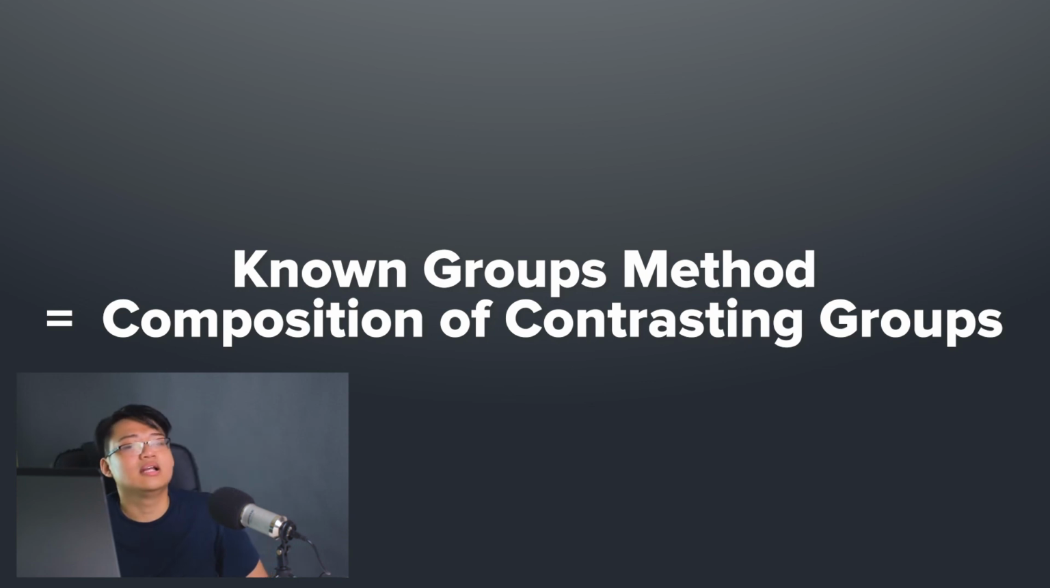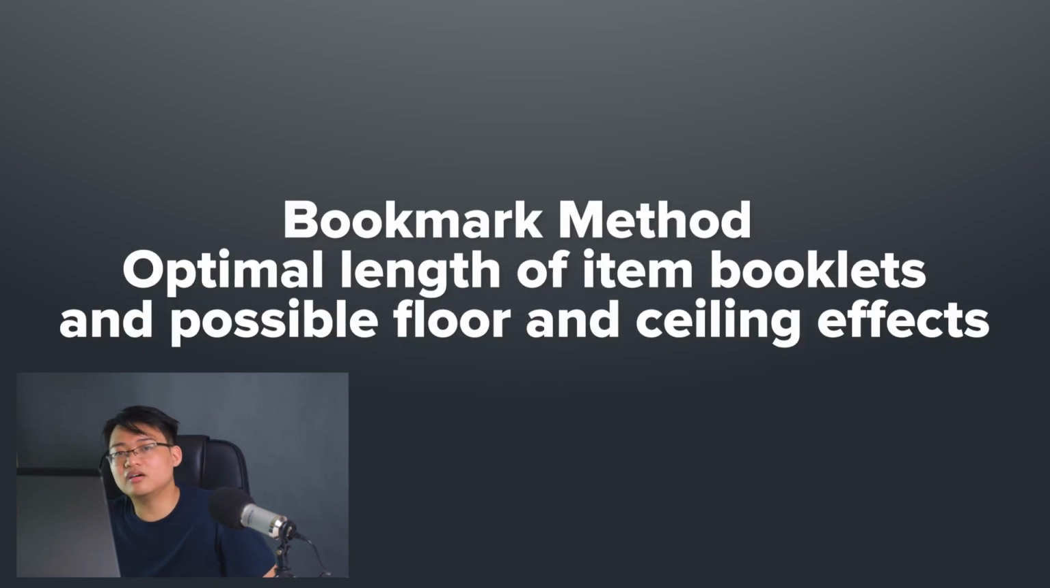We don't know. Letter C, optimal length of item booklets. Well, that's for bookmark method. And possible floor and ceiling effects, that's for bookmark method as well. Why? Because optimal length of item booklets, well, maybe you are making a booklet that is too short, that it does not really have the ideal difficulty, or maybe it's too long, that it's hard to figure out and get the people to agree on a particular cut score, right?